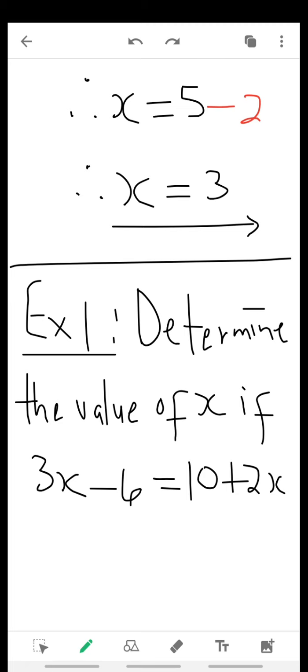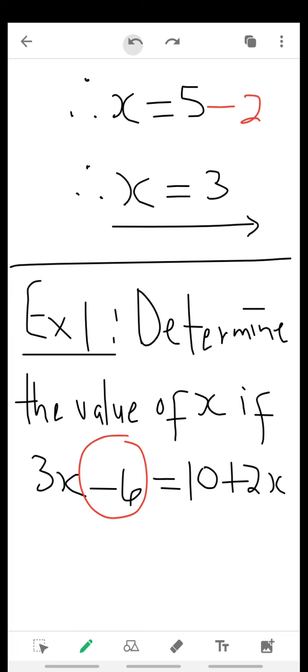Let's just look at example 1 to see if we are following. Determine the value of x if 3x minus 6 equals 10 plus 2x. Remember, I'm not using my additive inverse, but if you want to use it, it's fine. But what would I do? I've got 3x, I've got 2x. So I would make sure that all my terms that have x in them are on one side, and all numbers without the x will be on the other side. So I will take the plus 2x to this side, and it will become minus 2x. And then I will take my minus 6 to this side, and it will become a plus 6.